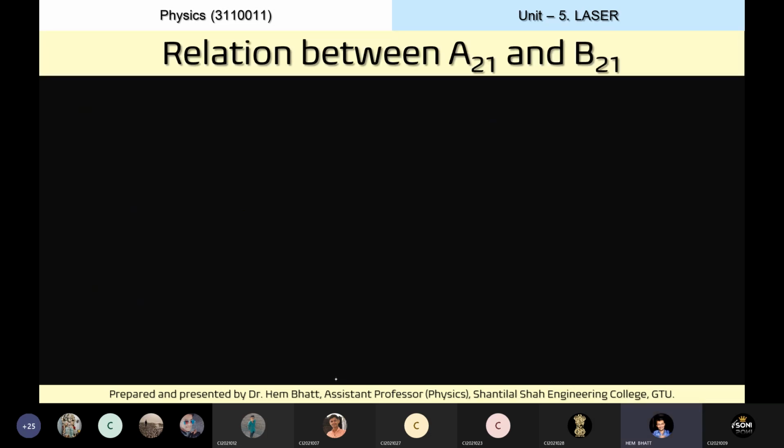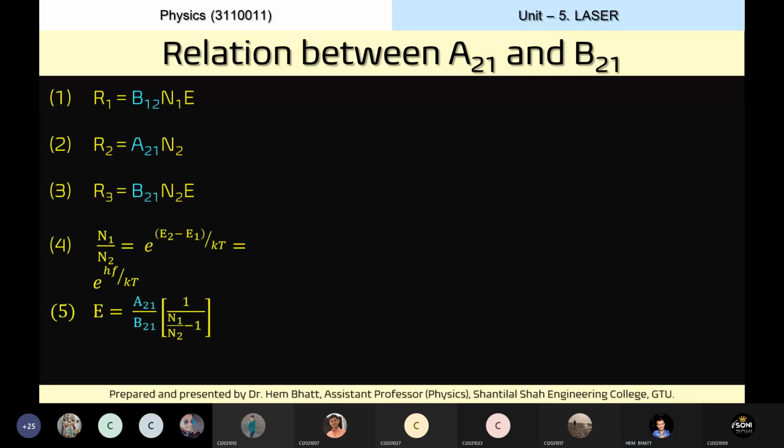So now you have 5 equations. These are the 5 equations which we have, and now let us go further. હવે આગળ જઈએ આપણે. Now we will use this equation: N1 by N2 ની જગ્યાએ EHF by KT મૂકી શકાય.